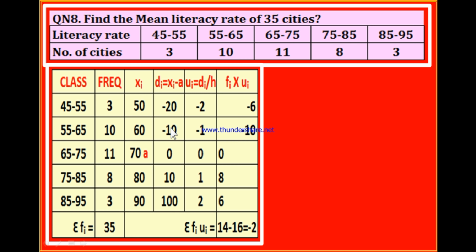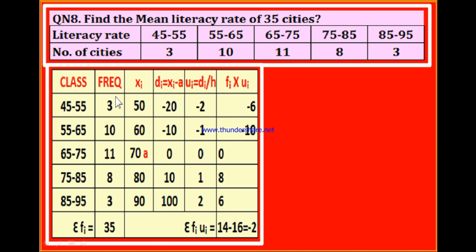So minus 20 by 10 is minus 2. Minus 10 divided by 10 is minus 1. 0 divided by 10 is 0. 10 divided by 10 is 1. This is 20, we corrected. 20 divided by 10 is 2. These are ui values and these are fi values.